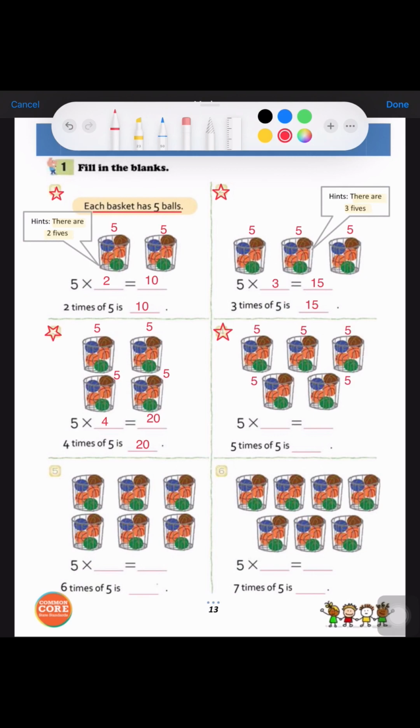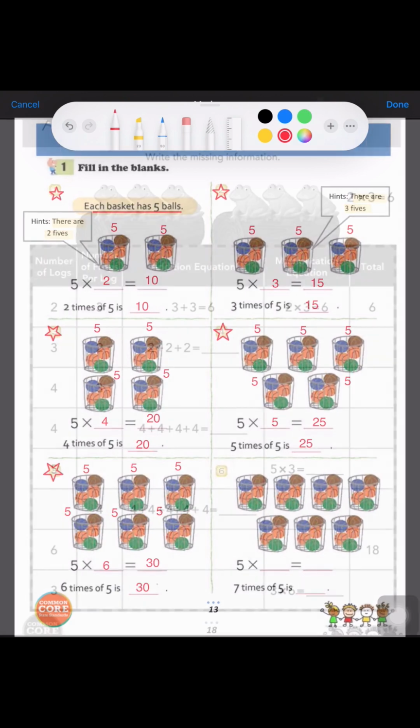Next, there are 5 baskets. So 5 times 5. 5, 10, 15, 20, 25. So 5 times of 5 is 25. Next question. There are 6 baskets. So 5 times 6. So 5, 10, 15, 20, 25, 30. 5 times 6 is 30. For the last question, please try to finish at home.